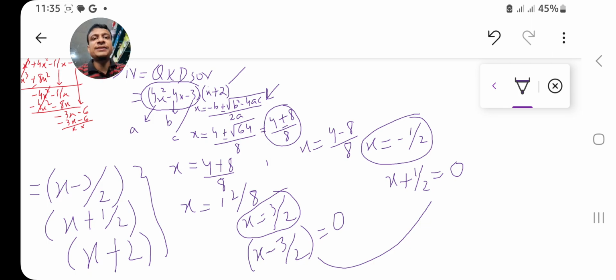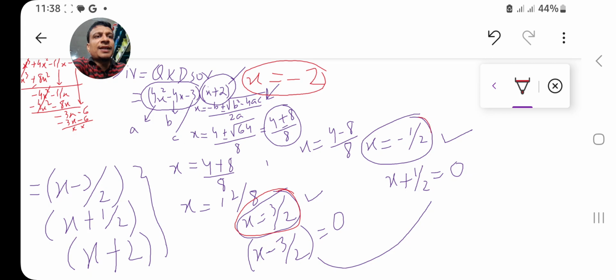And part C asks what the solution is, which means find all values of x. One is x equals 3 upon 2 and the other is x equals minus half, and from x plus 2, the third value is x equal to minus 2. So for part C, one solution is x equal to minus 2, x equal to 3 upon 2 is the second solution, and x equal to minus half is the third solution.